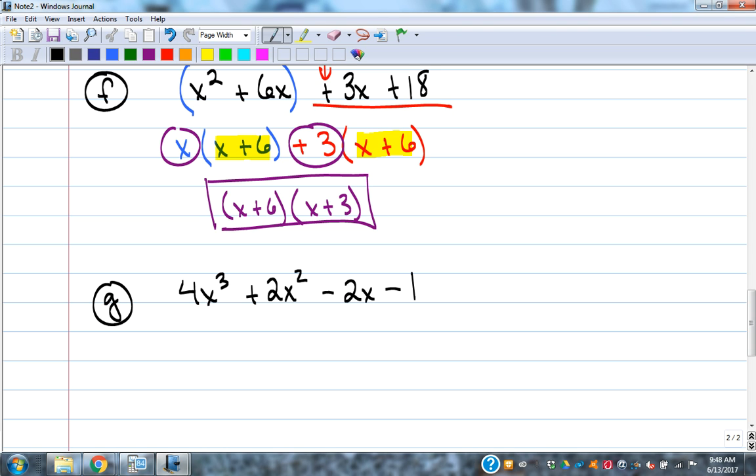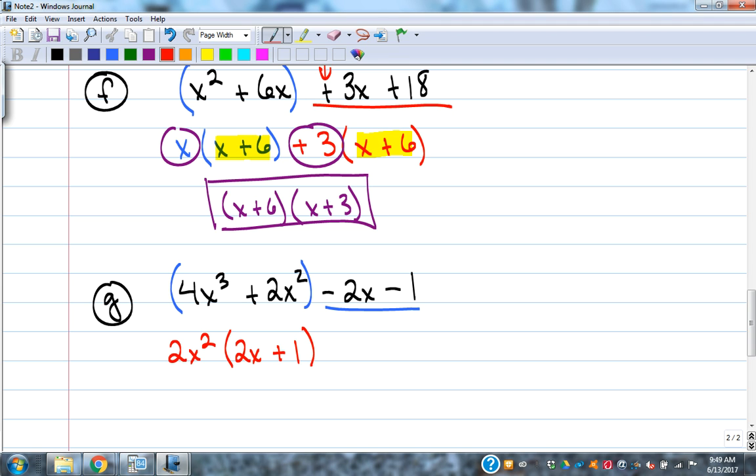The next thing to do is say, okay, how many terms does it have? It's got 4. So that tells us to do what method? Group. So I'm going to do grouping here. First 2 together, second 2 together. So I'm looking for the GCF of these first 2. 2x squared, good. What's that leave in their parentheses? 2x plus 1.